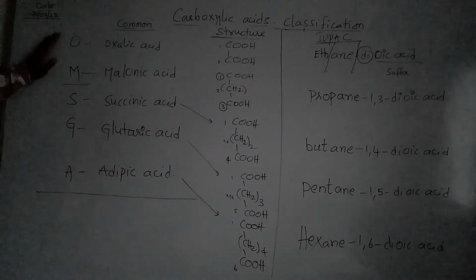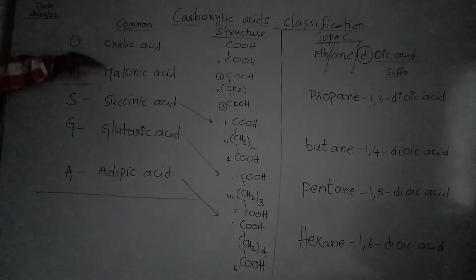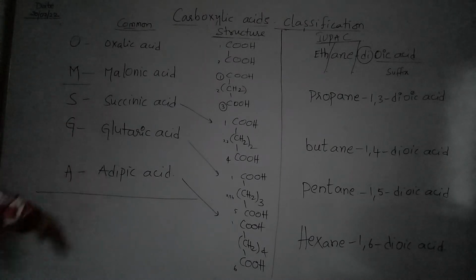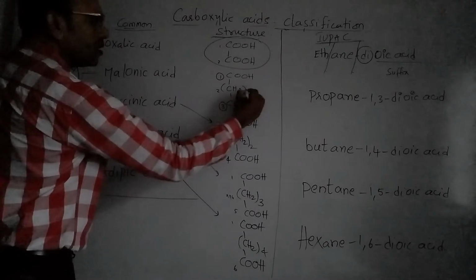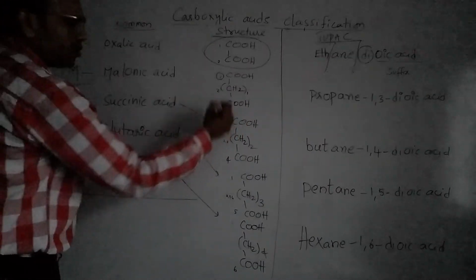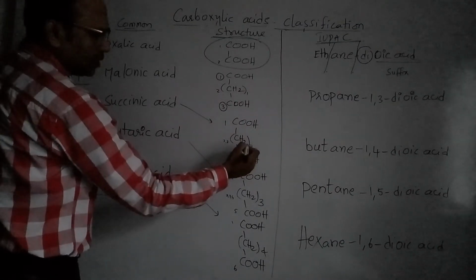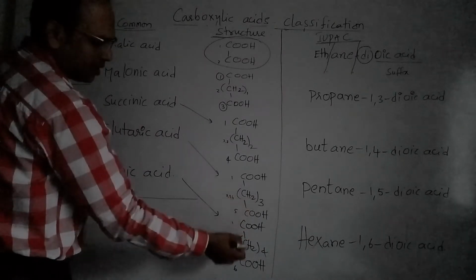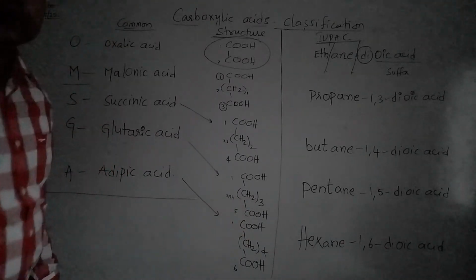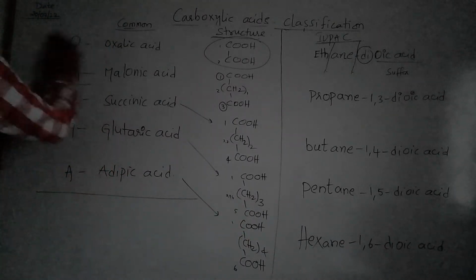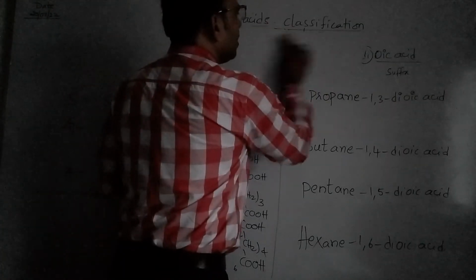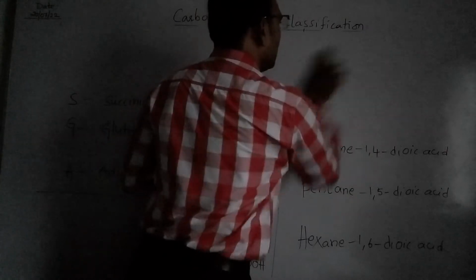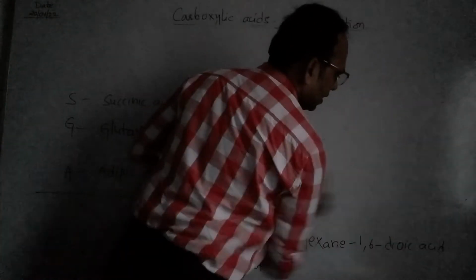So hope you have understood this OMSGA: oxalic, malonic, succinic, glutaric and adipic. So first one, write 2 COOH, then add 1 methylene group to each. So 1, next methylene 2, methylene 3 and methylene 4. Hope you have understood this. Now if the number of COOH groups is 3, it is called a tricarboxylic acid. Let us see the structure.